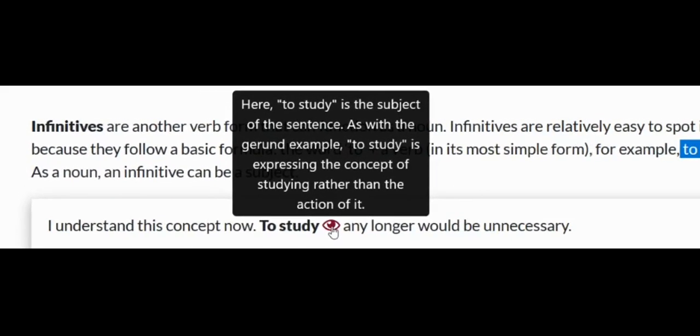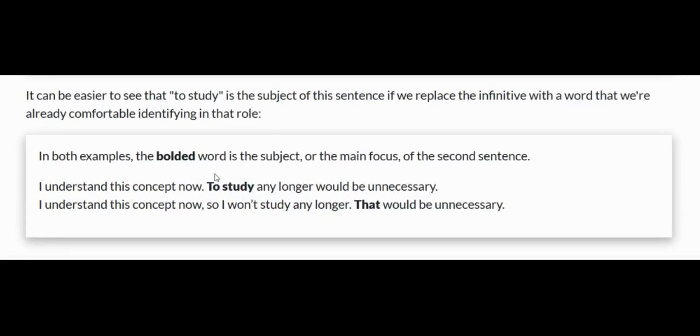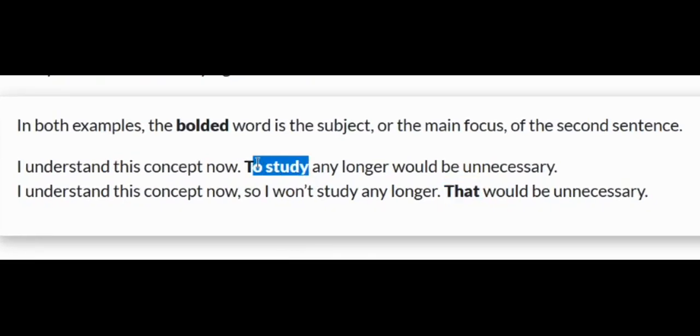Here, as with the gerund example, when we are using the phrase "to study," we're referring to the concept of study rather than the actual activity or action of it. Again, we can do a substitution test here to help us see what role that phrase is serving in the sentence. So if we replace the infinitive "to study" with a pronoun, "that," now we can see that it is referring to studying and it is serving as the subject.